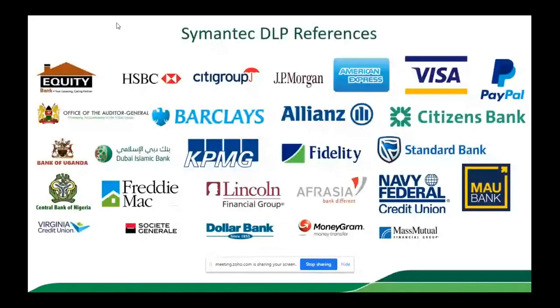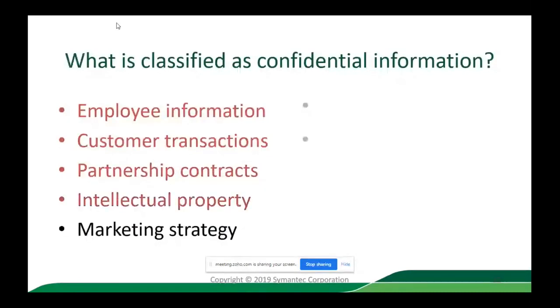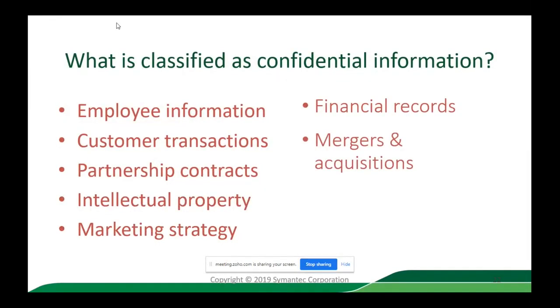Our Symantec DLP has a lot of reference sites. And let's say, for example, in Kenya, we have Equity Bank, Office of Auditor General. In Uganda, we have Bank of Uganda. In Nigeria, Central Bank of Nigeria. These are some of them. Marketing strategies, financial records, mergers and acquisitions, and depending on organizations, each organization and each department has things that are sensitive to them.